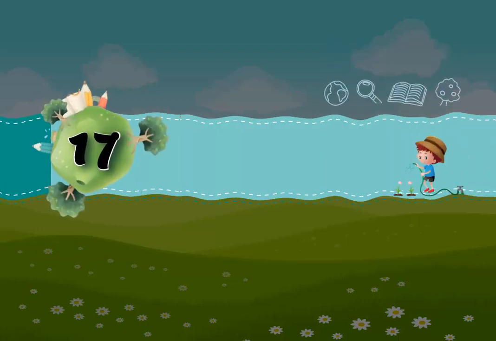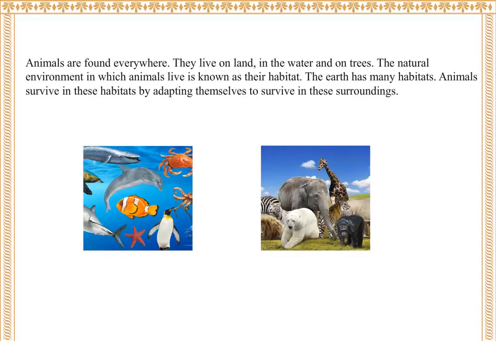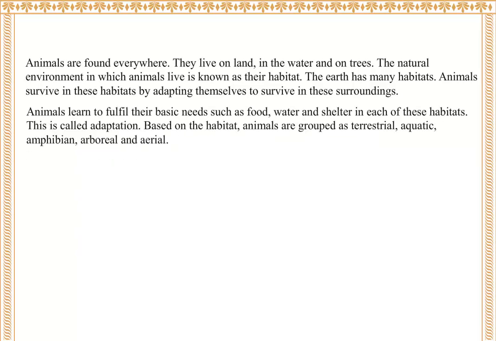Chapter 17. Animal Habitats. Animals are found everywhere. They live on land, in the water, and on trees. The natural environment in which animals live is known as their habitat. The earth has many habitats. Animals survive in these habitats by adapting themselves to survive in these surroundings. Animals learn to fulfill their basic needs such as food, water, and shelter in each of these habitats.